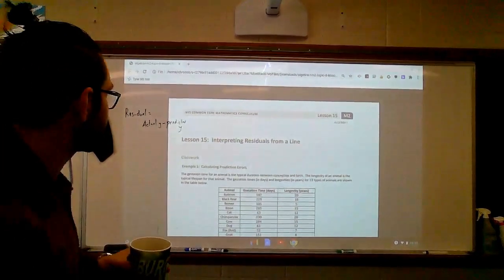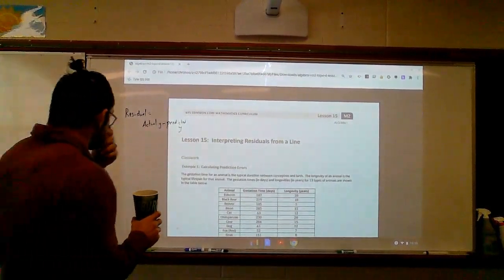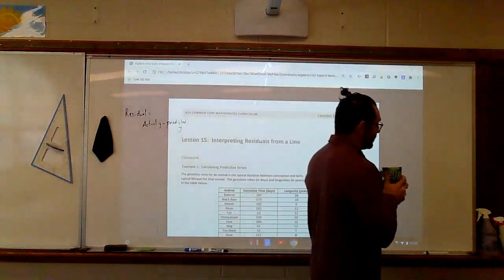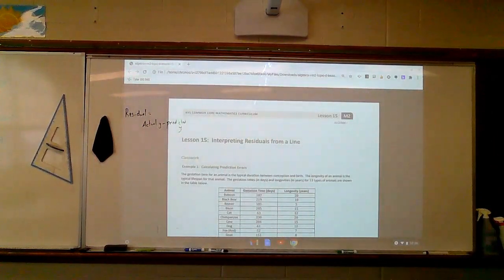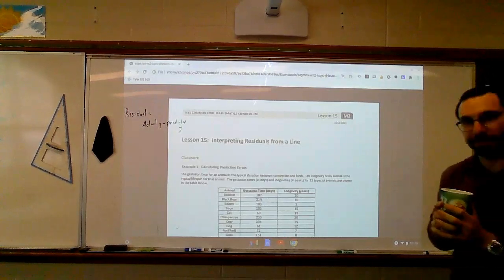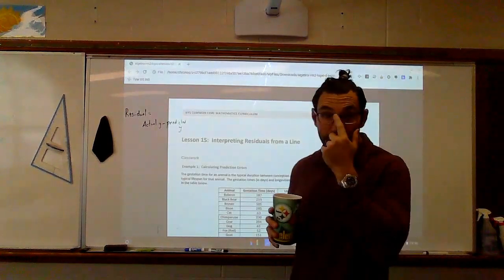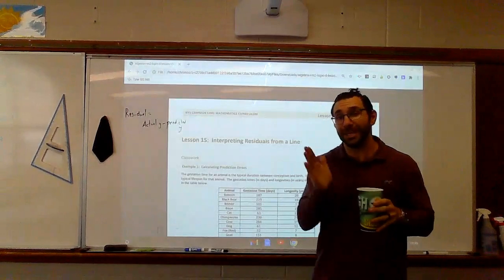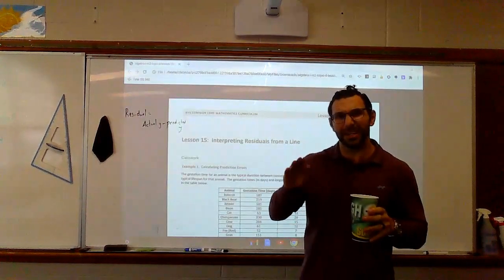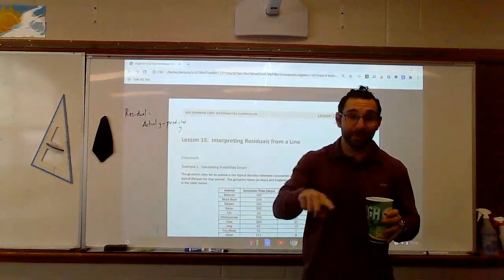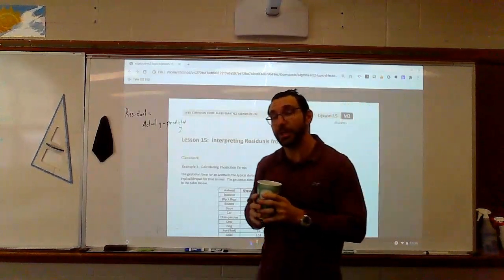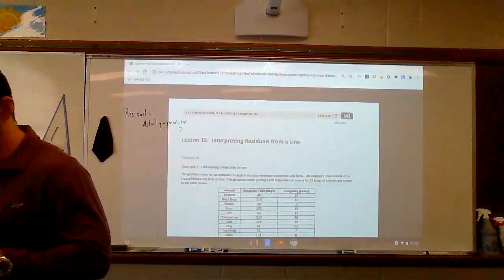Okay, so we are on lesson 15, interpreting residuals from a line. Again, residuals are going to tell me whether my line of best fit is a good choice. It's also going to tell me, hey, you might not have enough data, but it's not just going to be a linear line. Even though it looks right now like it's linear, it might be a quadratic, it might be an exponential. And we use residuals to find that out.